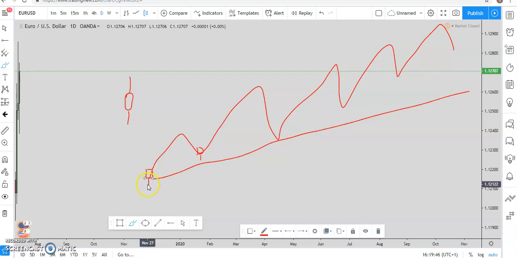This is a wick of the candlestick, and then also let's take this, also the wick of the candlestick, and then another one here, a wick here, and then another one here too, a wick here.